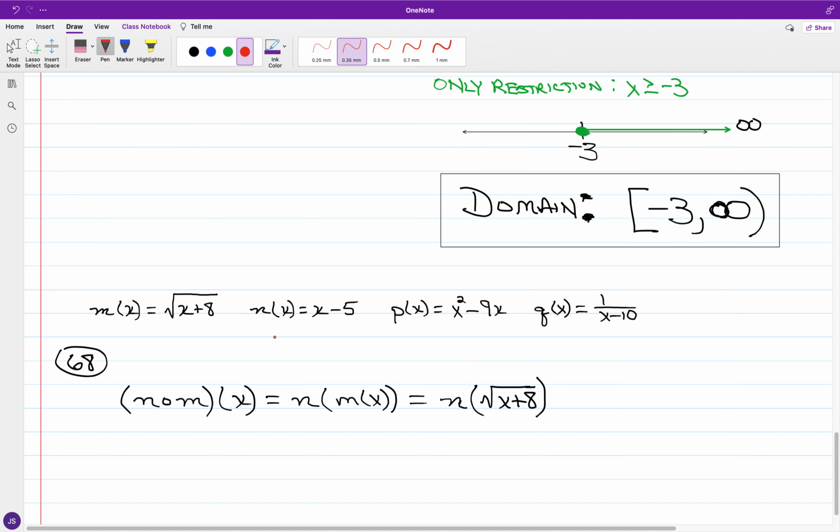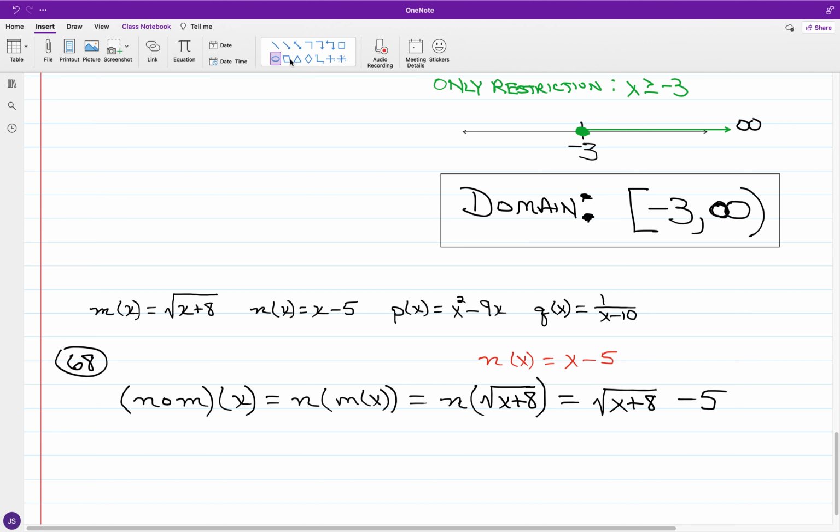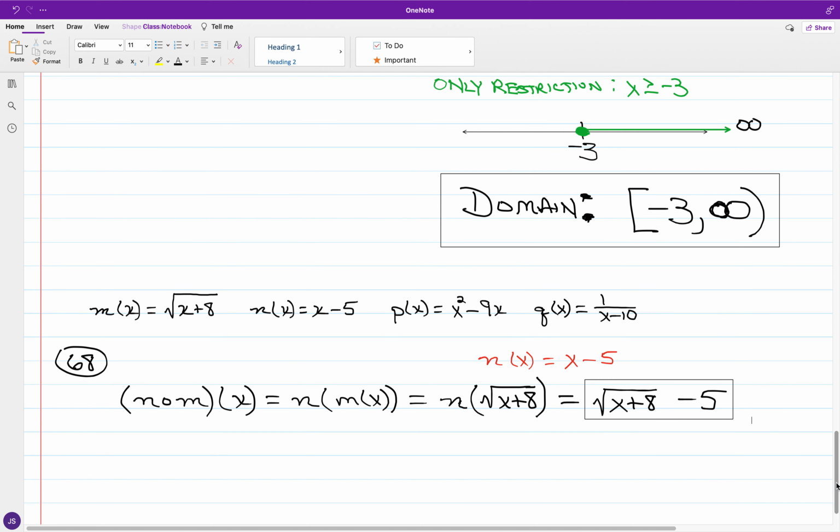Again, for the follow through, we have the output function n, where n of the input is equal to the input minus 5. There's really not much to do here, because the input is the square root of x plus 8. We have the minus 5 come right after the radical term, and there's nothing to combine here. So your resulting composition is going to be this difference between the radical expression and the number 5.